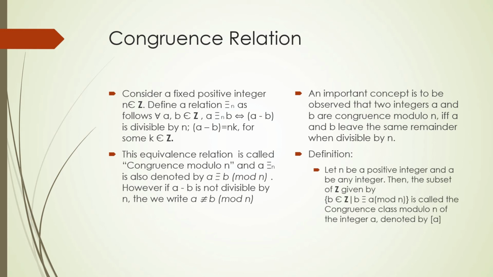And the next thing is a definition of congruence class. Again, we consider n to be a positive integer and a to be any integer, positive or negative. Then the subset of all integers given by b belongs to Z such that b is congruent modulo n to a is called the congruence class modulo n of integer a and is denoted by box of a.